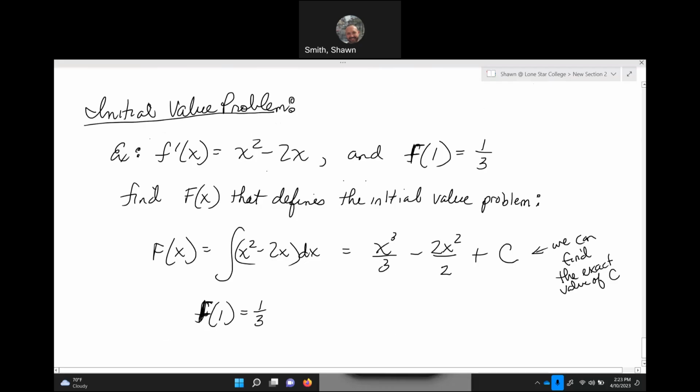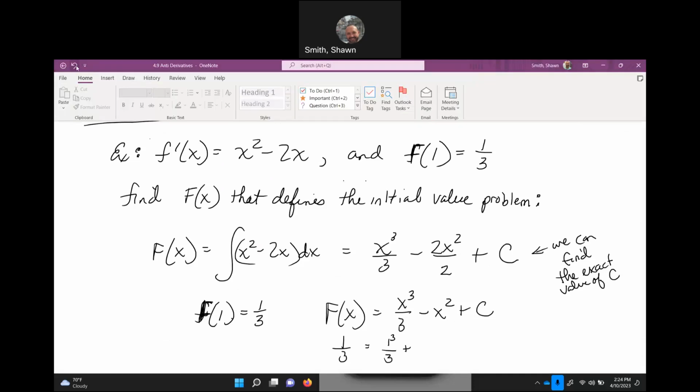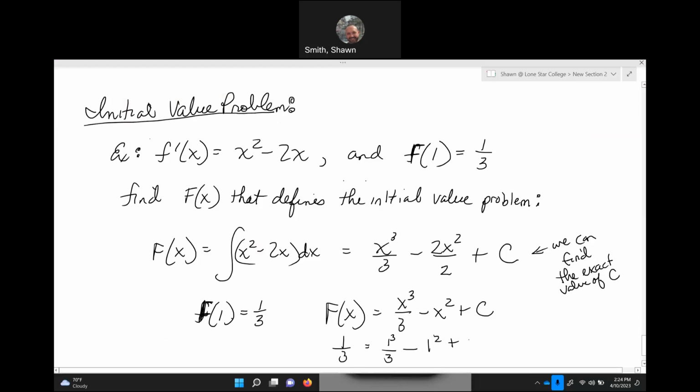Don't pay too much emphasis on the notation. Cap F of 1 and f of x, that's fine. F prime of x and little f of x, they're all antiderivatives of each other. But we have this to be equal to cap F of x. I already have it: x cubed over 3 minus x squared plus C. The output is 1/3 for an input of x equal to 1. This gives our C.